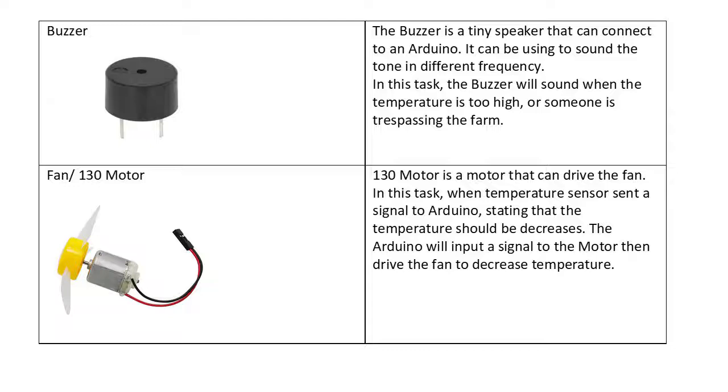The 130 motor is a motor that can drive the fan. In this task, when the temperature sensor sends a signal to the Arduino, stating that the temperature should be decreased, the Arduino will input a signal to the motor, then drive the fan to decrease the temperature.